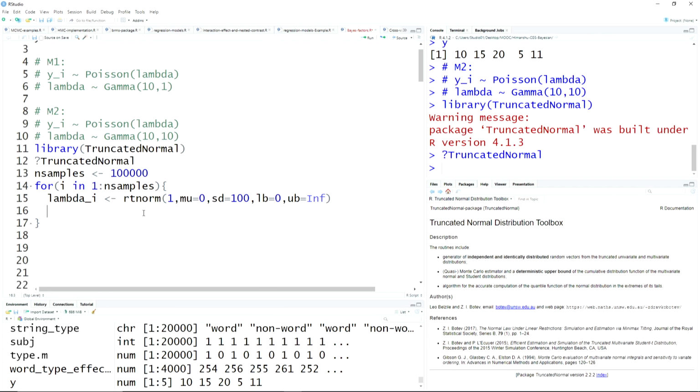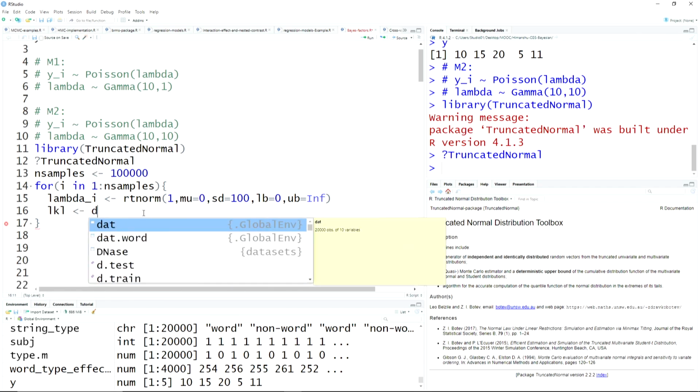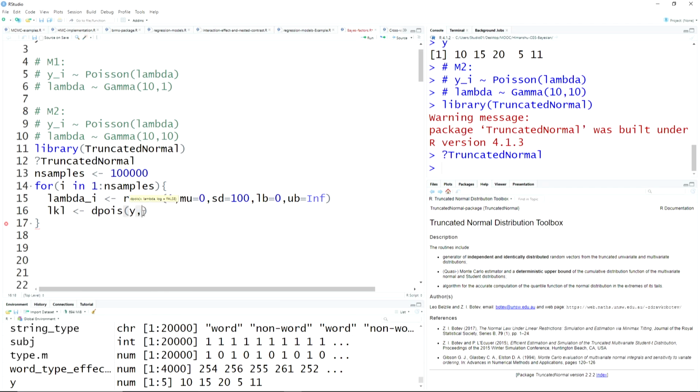Now I will perform MCI here. So basically I will calculate likelihood into prior and divide it by proposal density. So what would be likelihood? Likelihood will be dpois of y given lambda i, and y has multiple data points, so we can calculate joint likelihood, the product of all these individual likelihoods. Then we can calculate prior. Prior would be dgamma.